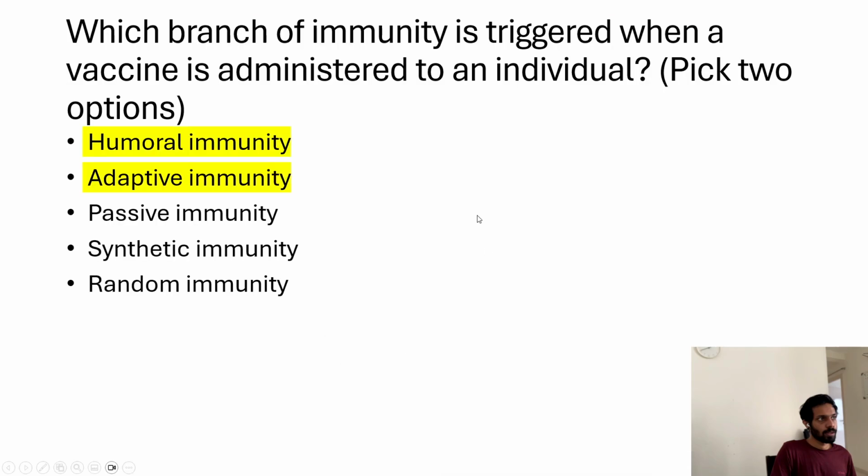Yeah, but you're correct. Whenever you're administering a vaccine, both those get triggered. So humoral immunity where antibodies are produced, as well as adaptive immunity where cytotoxic T cells and immune cell memory and all those things are generated.